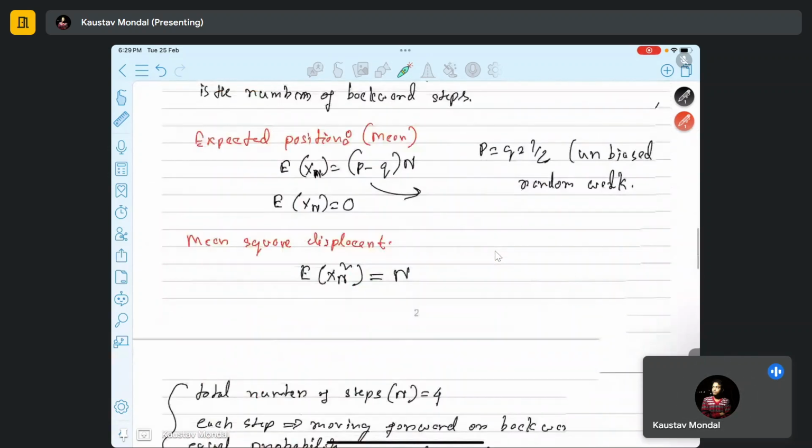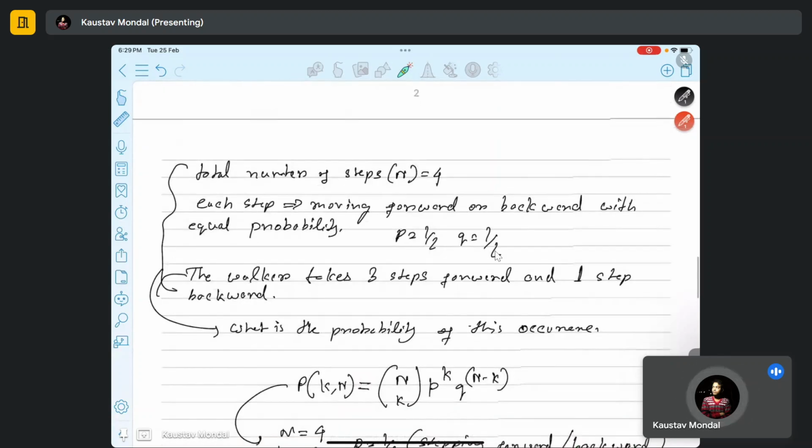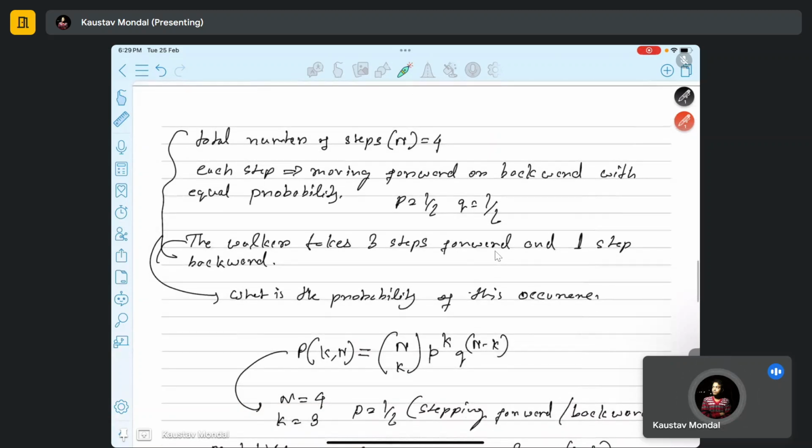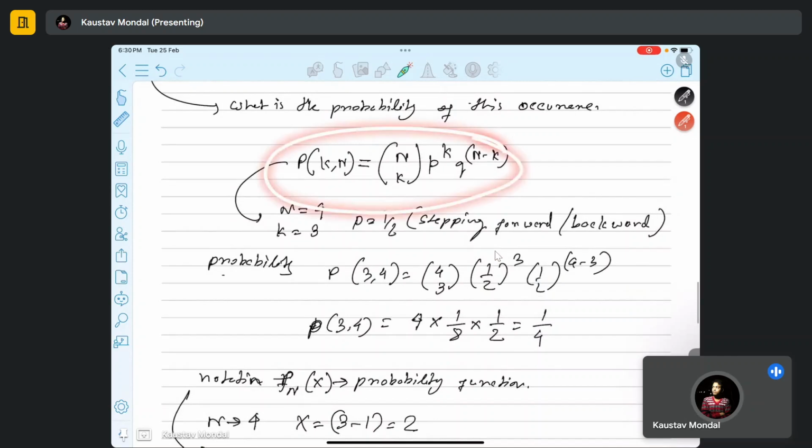Back to our problem. In our problem it is mentioned that we are taking 4 steps, and out of the 4 steps, 3 steps are forward and 1 step is backward. What is the probability? We are using the same binomial distribution formula.